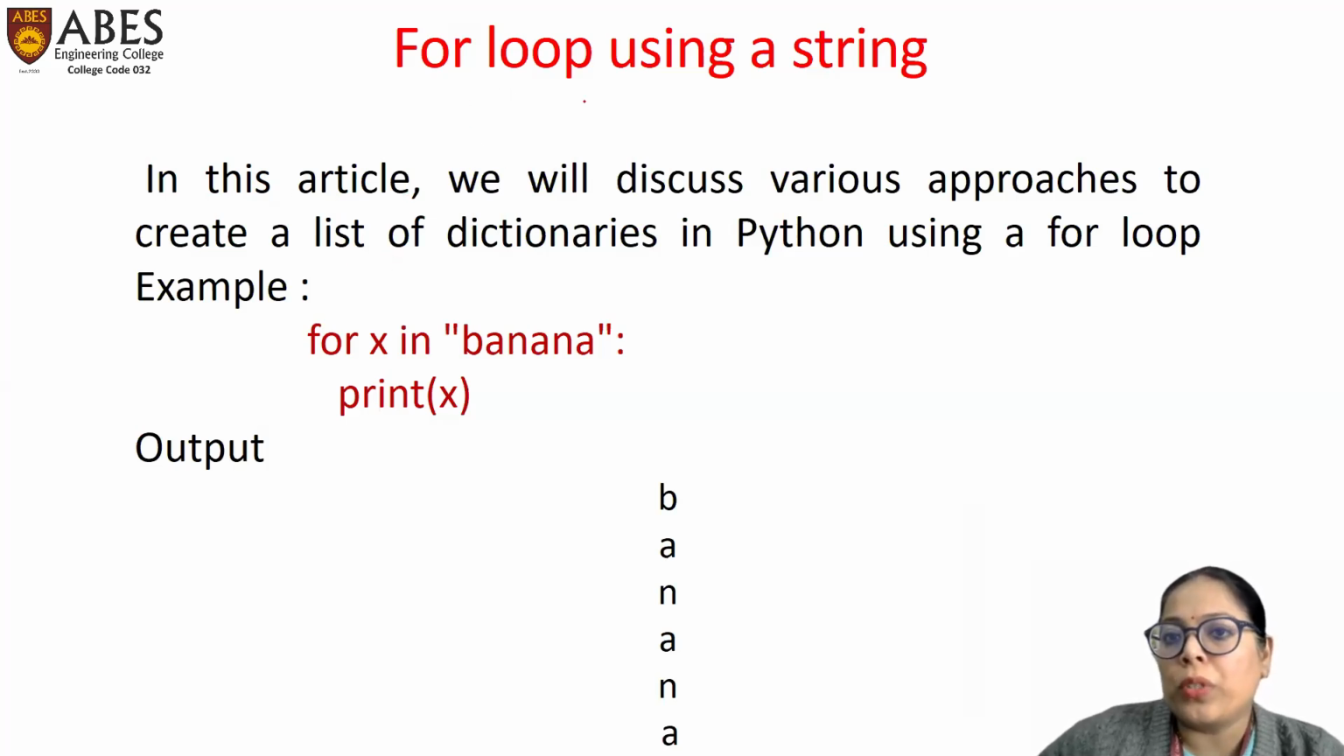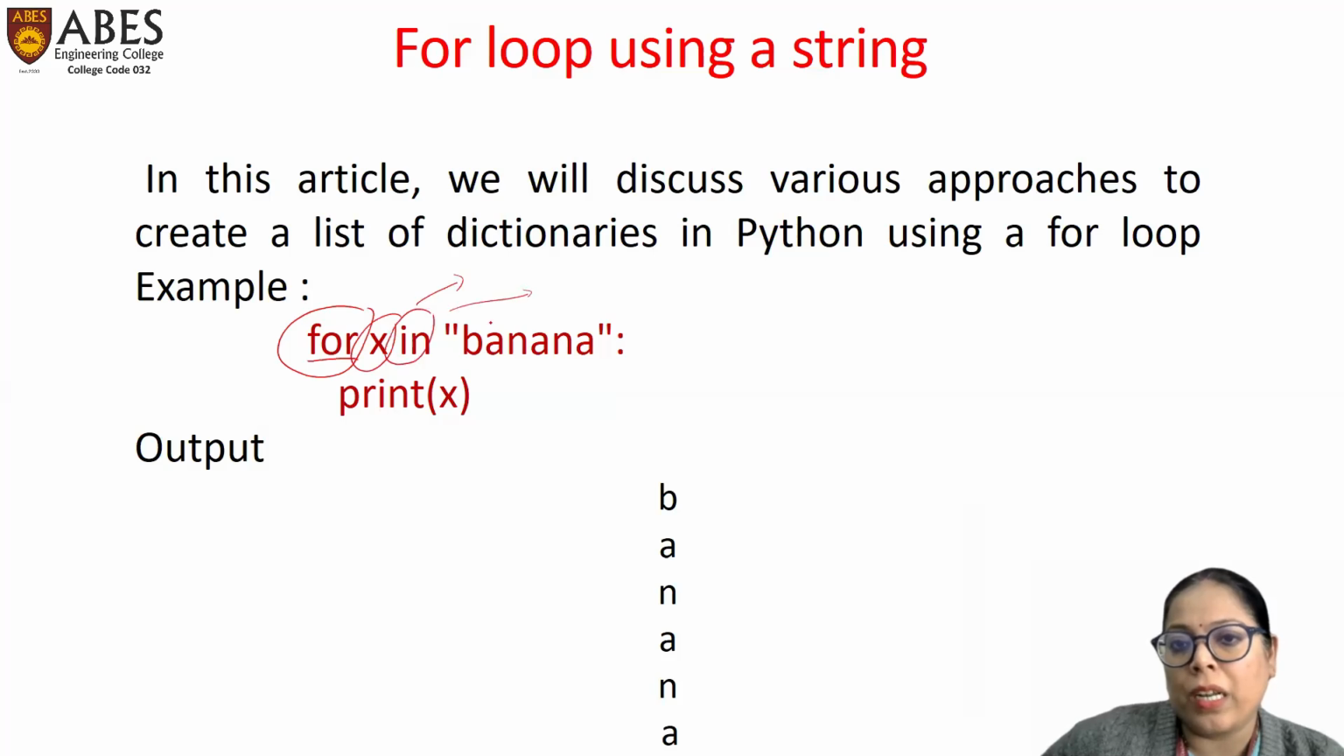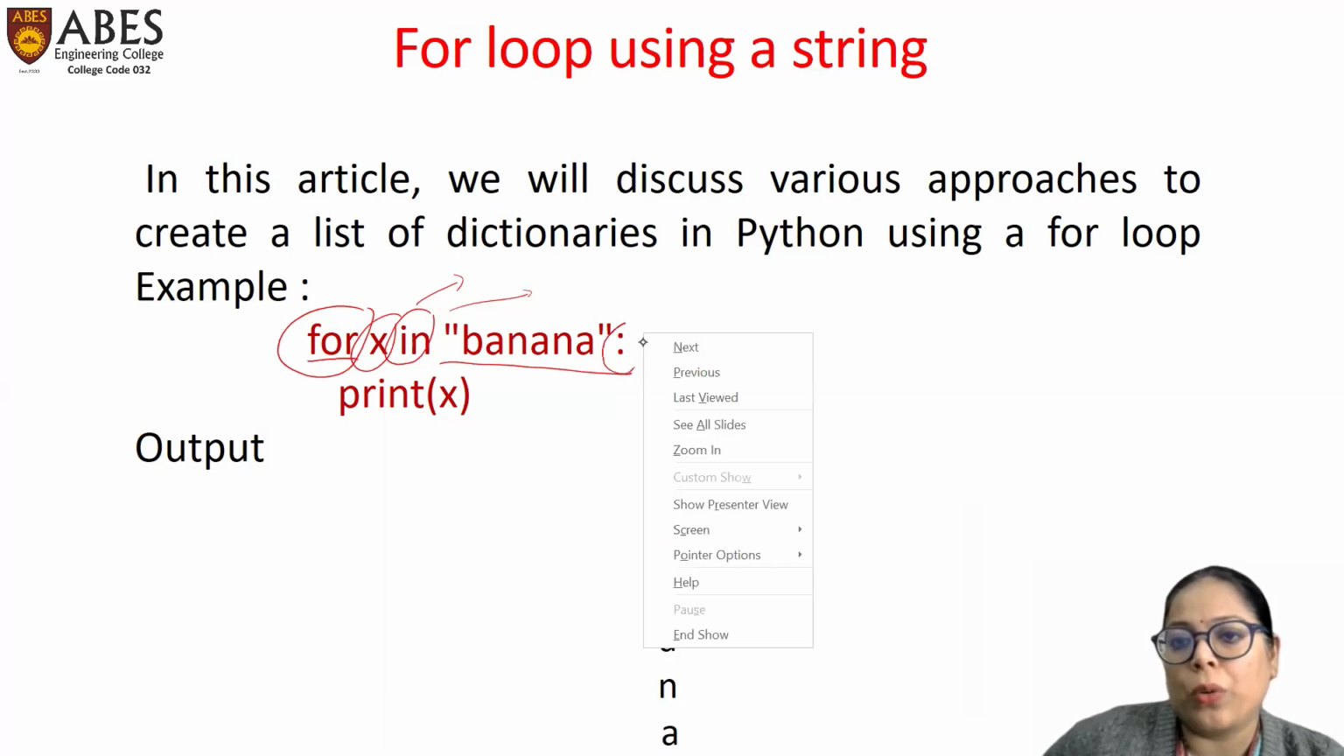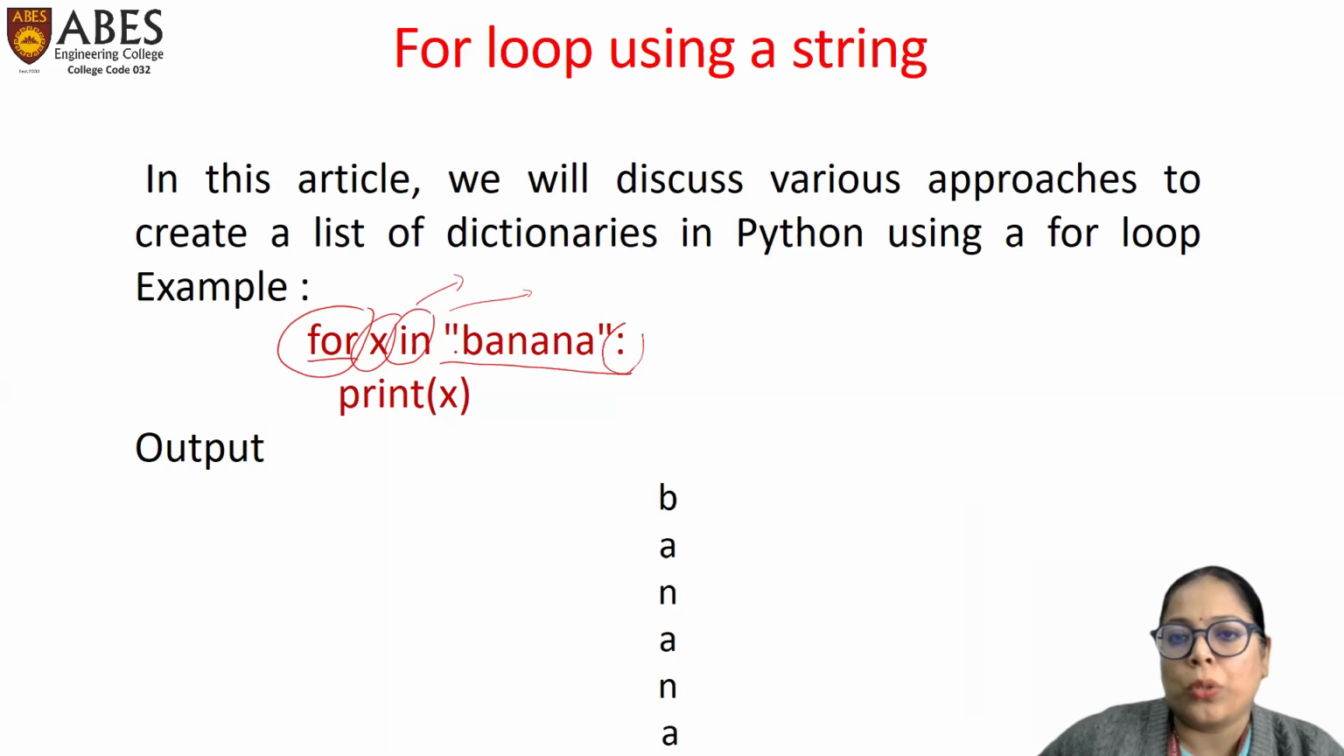Now, for loop using strings. That means how for loop is used with a string. Like you can see, we have written this keyword, this is for loop, and this is your variable. We use the keyword in, and this is your string. And at the end of this statement, we put a colon. So how will it work?